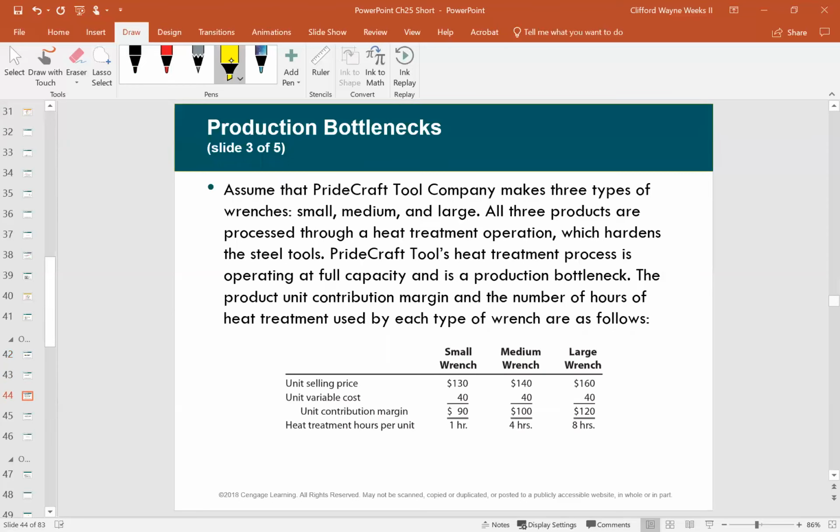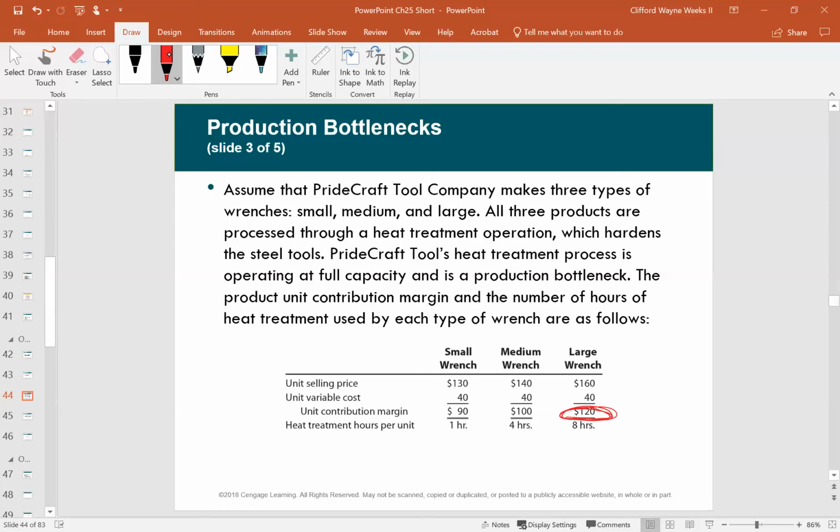And so here we have Pride Craft Tool Company, and they make 3 wrenches: small, medium, and large. If you look at their contribution margin, remember that contributes to profit and covering your fixed costs. It looks as if this one makes the most per unit, but that's not taking into account this bottleneck.